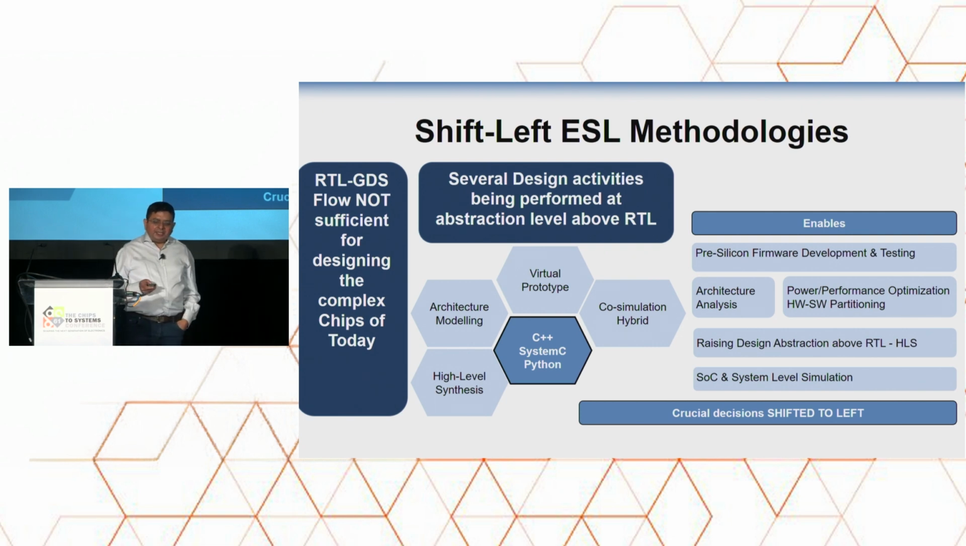The primary benefit we get while working at a higher abstraction level is higher simulation speed. It's feasible to simulate at the SoC level or at the system level at a reasonably fast speed, which is typically not feasible when working at the Verilog level. With all these activities being done at the higher abstraction level, lots of crucial decision making can be done quite early in the cycle. And if there are any flaws in the architecture or in the specification, those can be identified and resolved quite early.